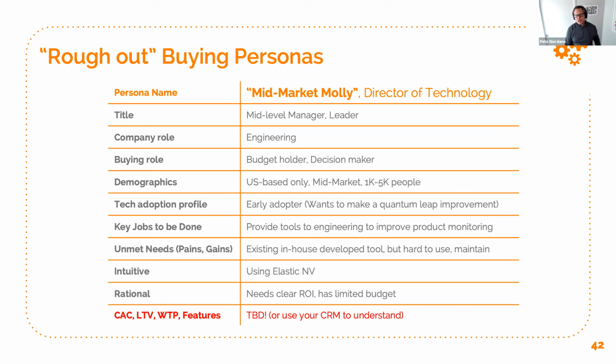And one of the things you've learned about this segment is that they need a clear ROI and they have very limited budget. We have no idea about the cost to acquire this customer or how much they might pay us over what time frame, what their WTP or willingness to pay is, what features and benefits they value. We don't know. Now, if you had a product in market, and maybe you've been able to grab some data, you might be able to get a little bit of this information to help you rough out these personas, okay? So what you want to do is do this for the Mid-Market Mollies, but there might be some SMB Stewarts, there might be some Enterprise Ellens, right? And so you've got to start thinking about these different personas.